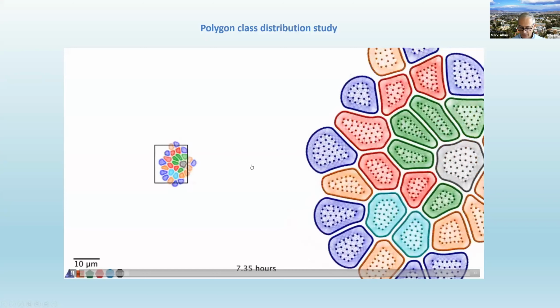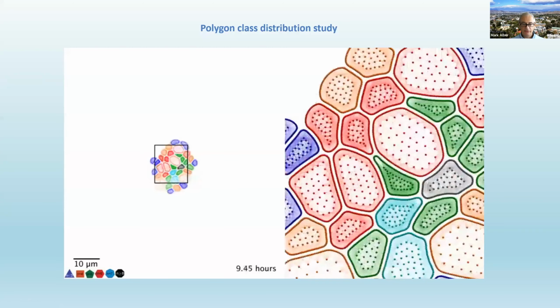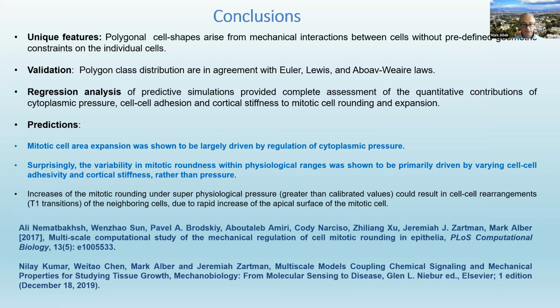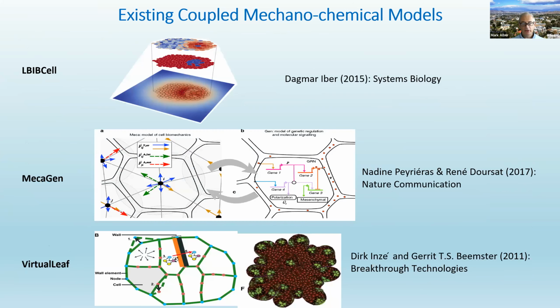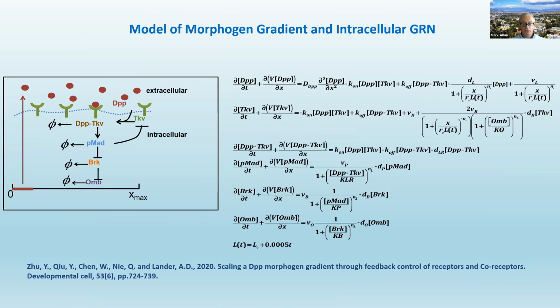So I think I've shown this simulation before. That's an apical view. And I started talking about coupling a mechanical model representing mechanical properties of cells, cell division, and so on, with a signaling model. And that's our full signaling model, which involves DPP morphogen gradients.